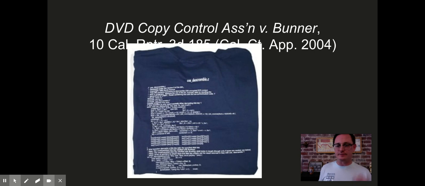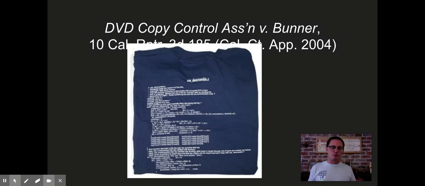Okay, finally, in DVD Copy Control Association v. Bunner, DVD Copy Control Association was essentially a DRM company, right? Or digital rights management company. What they did was they created code for various kinds of content producers that prevents the copying of DVDs. I know those are a bit of an anachronism today. Back in the day, DVDs were a big deal, right?